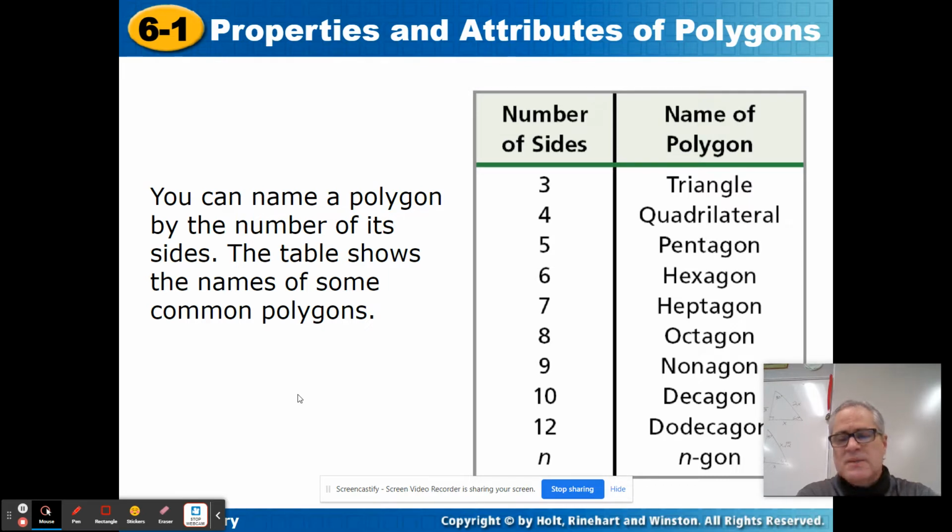Heptagon is 7 sides. Octagon, if you're a MMA fan, you know what the octagon is. Nonagon's kind of new for students. Decagon, decade means 10. And dodecagon is one that's very obscure that students don't know real well. And if you look at the bottom, n-gon is another way to describe a polygon. So instead of saying a heptagon, for example, you could say a 7-gon.